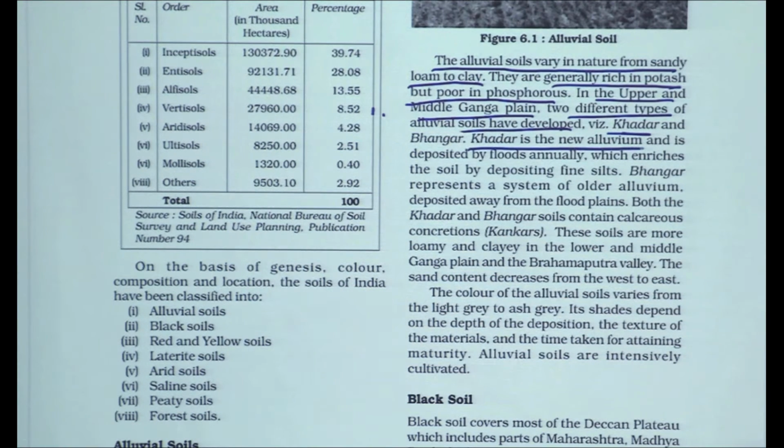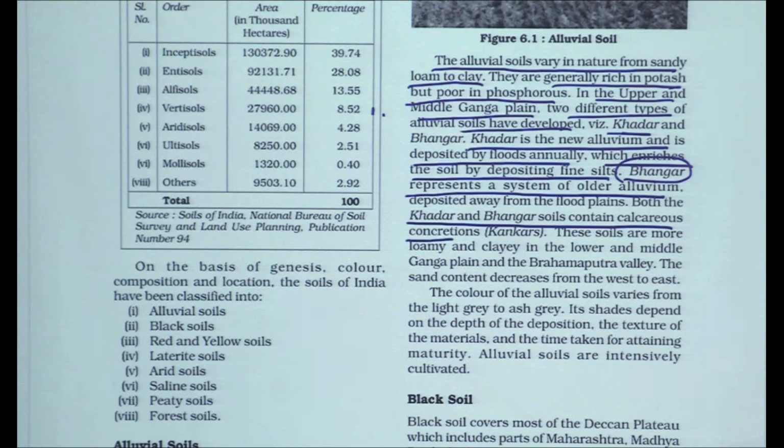The Khadar is a new alluvium and is deposited in floods annually, which enriches the soil by depositing fine silt. Bhangar represents the system of older alluvium. Khadar and Bhangar soil contain calcareous concretions called kankars. So, in reference to kankars, we have to understand one more thing, I'll just take you there. These soils are more loamy and clayey in the lower and middle Ganga plains and Brahmaputra valley. The sand content decreases from west to east.